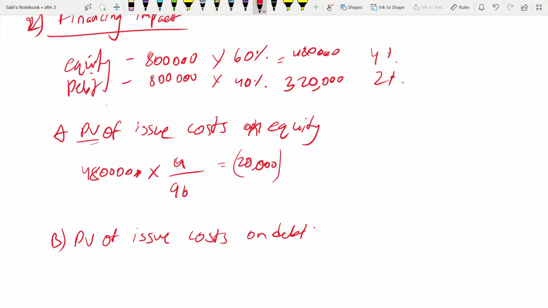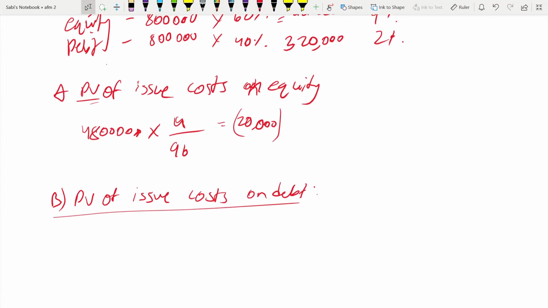I have not covered this in lecture, but let's see how to do it. Cost, it is 320 is the debt. Same way, it's 2%, so 2 over 98, which is 6531.